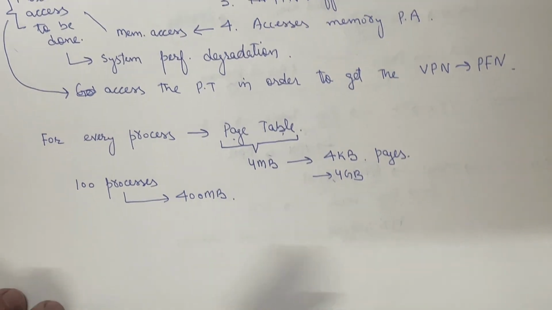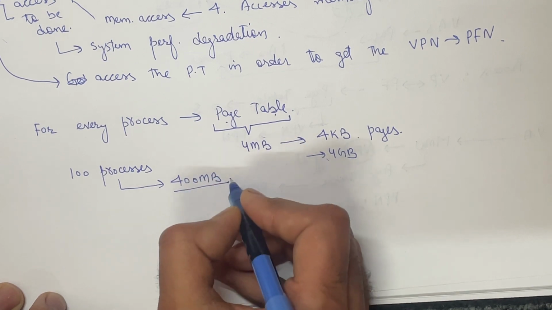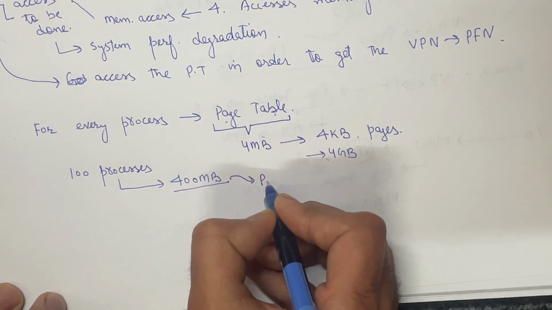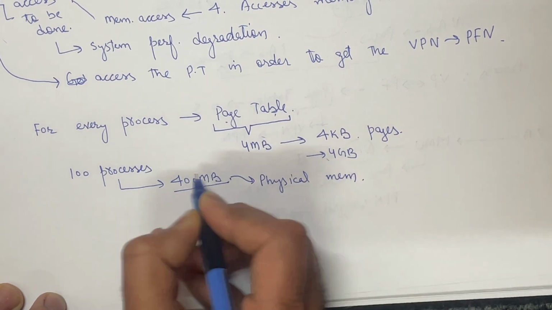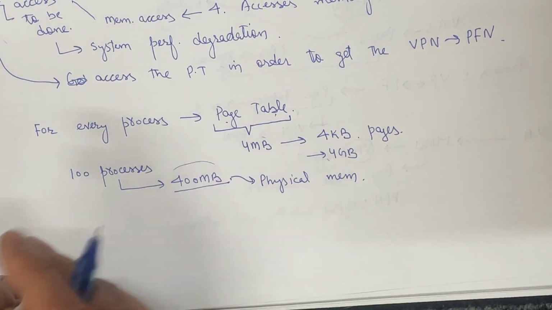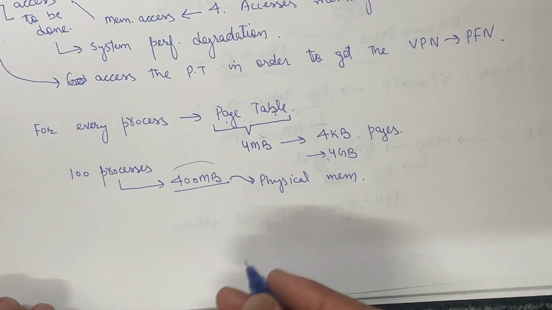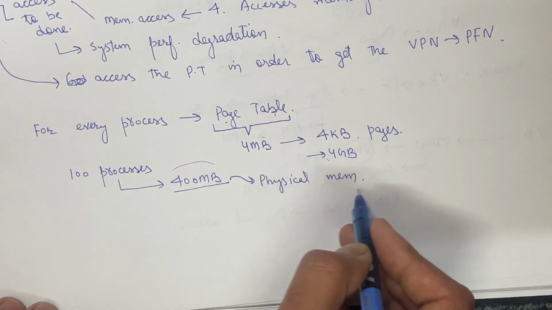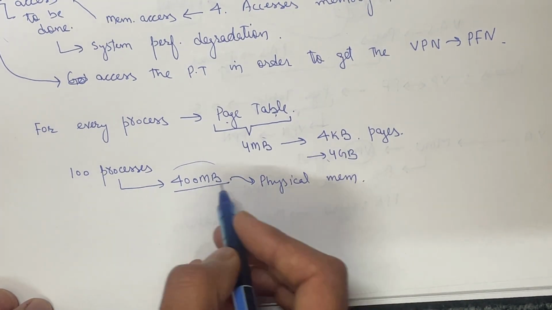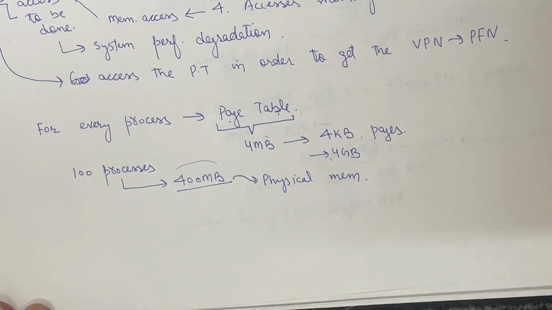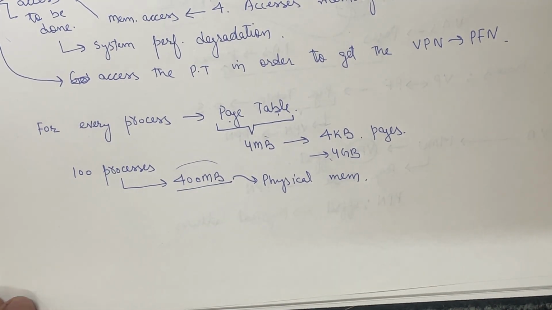So it means that 400 MB of physical memory is just used to store the page tables. So this is a wastage of space, or we can say we are not able to fully utilize the memory. We are using a major portion of this physical memory to store the page tables. So this is another limitation associated with the paging scheme.